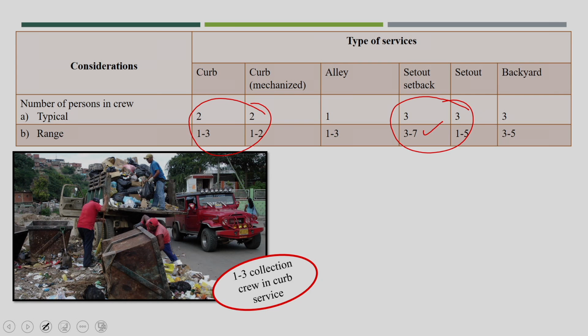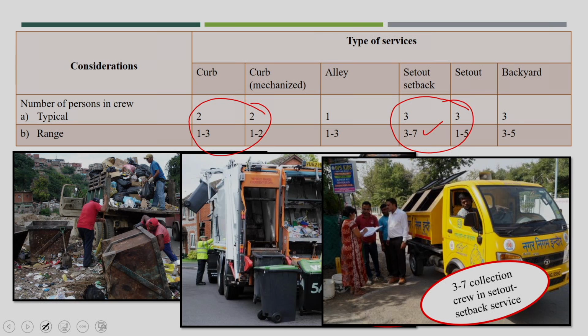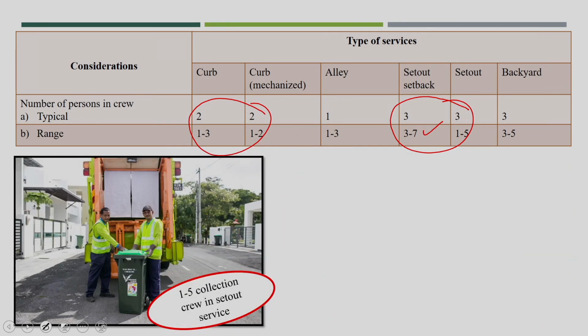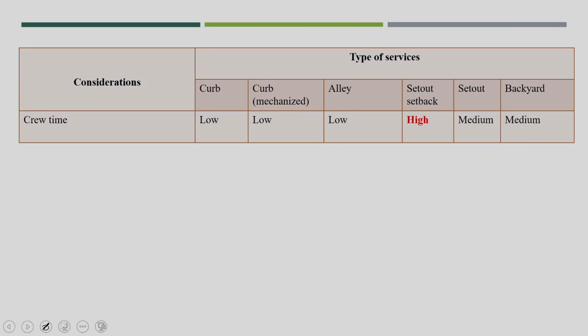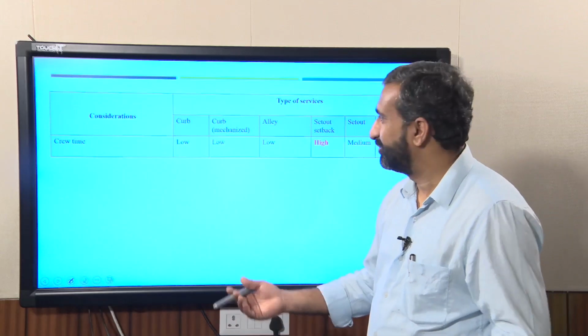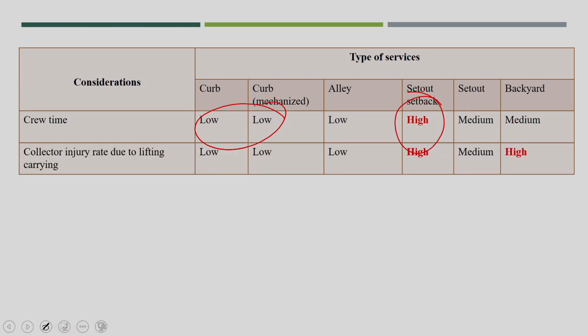You will see here one, two, three collection crew in the curb service, in the curbside service, but obviously you will require more collection crew in the set out setback service. This is the set out service. This is also another set out service. Now, crew time, obviously, because in the curb service the crew is not visiting the houses, the crew time will be low, but in the set out setback service very high. The timing is also required more for the crew members.